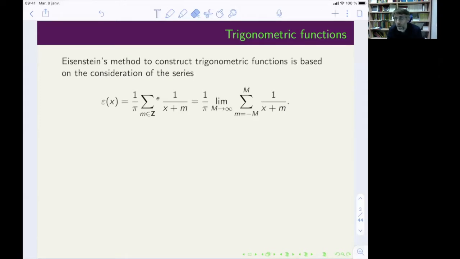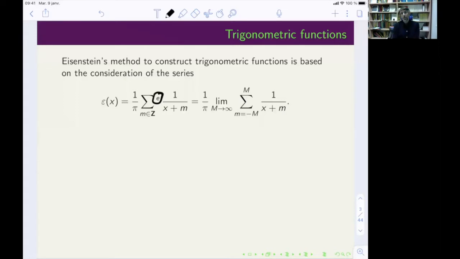He wants to build a periodic function. So he forces periodicity by considering a series like the one on the slide, the sum of 1 over x plus m. And I put a little e here to say that it is Eisenstein summation, because of course the sum is not absolutely convergent. Eisenstein summation is just that you sum from minus big M to big M and take the limit as big M tends to infinity.